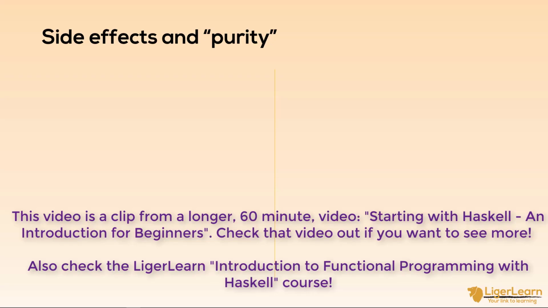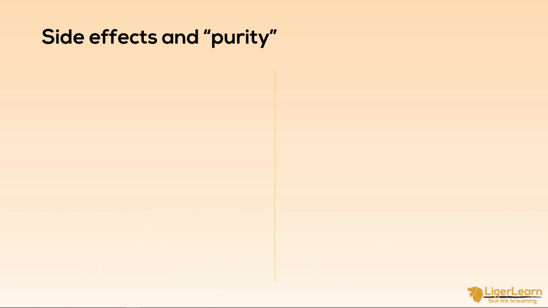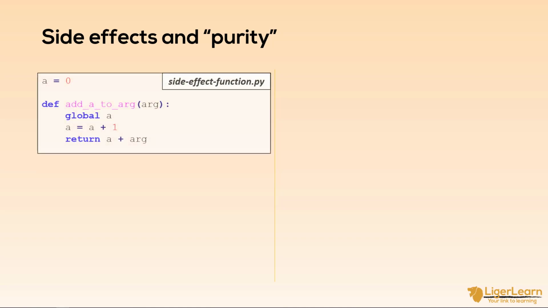We mentioned before that Haskell is a pure language where everything is immutable by default and there are no side effects. But what exactly does that even mean? Consider the following Python code. Now don't worry if you don't understand Python, this example is simple enough that I'll be able to explain it to you from scratch.